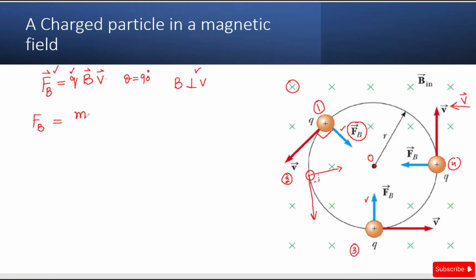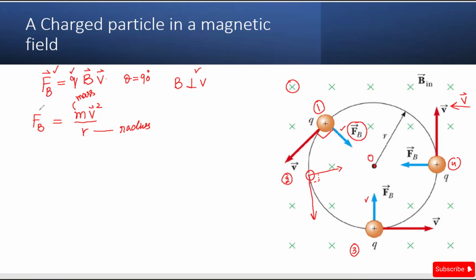The centripetal force is mv squared divided by r. So this r is the radius of the circle. V is the velocity. M is the mass of the charged particle. Okay, very good. Now, what can we learn with this kind of observation, this kind of experiment?